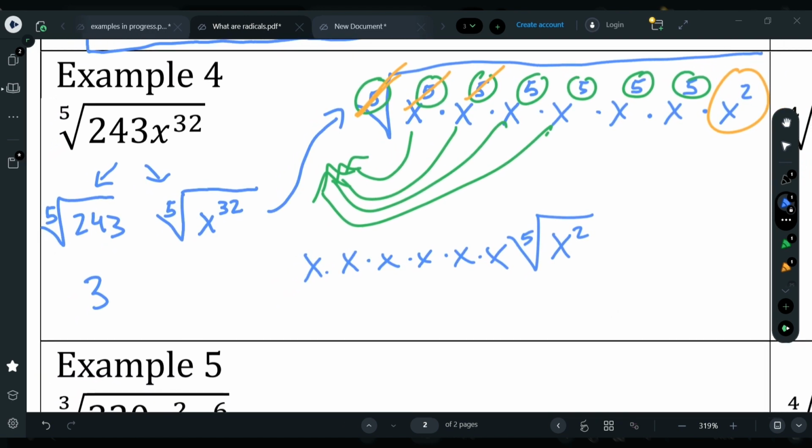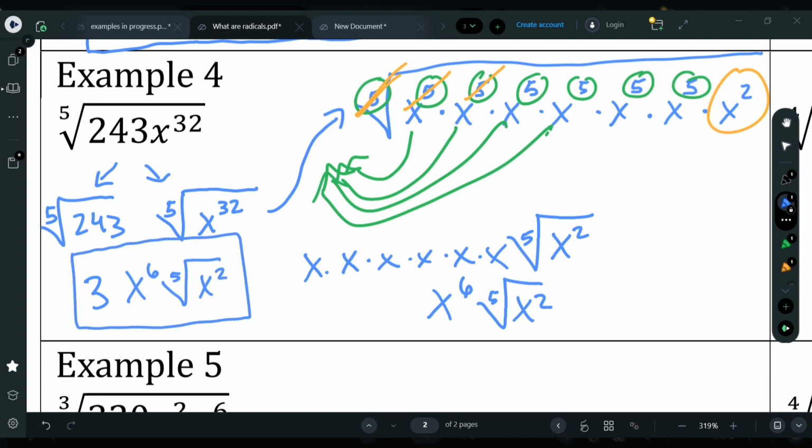And now let's simplify this. How many x's do I have here being multiplied together? 1, 2, 3, 4, 5, 6. So this is x to the power 6 times the fifth root of x squared. So let me just bring that over here, put it together with the 3. So this whole piece simplifies to 3 x to the 6 on the outside of the radical, and then x squared on the inside of the fifth root. There's our final answer.